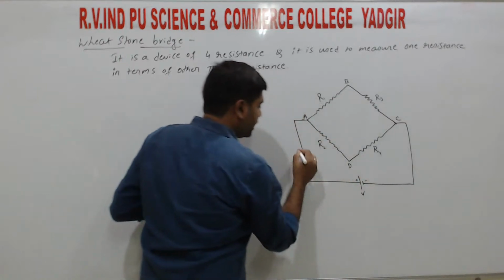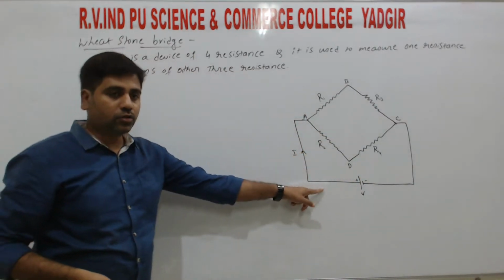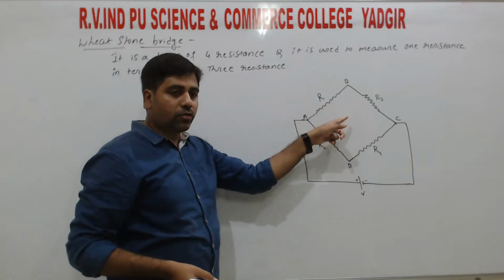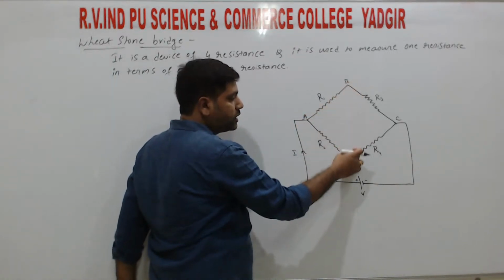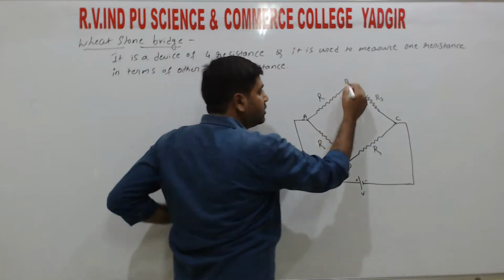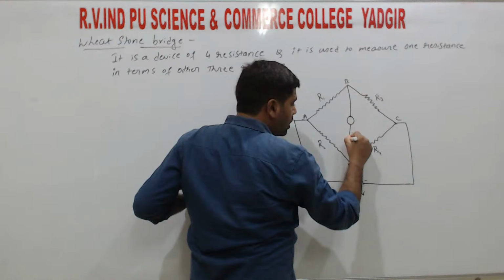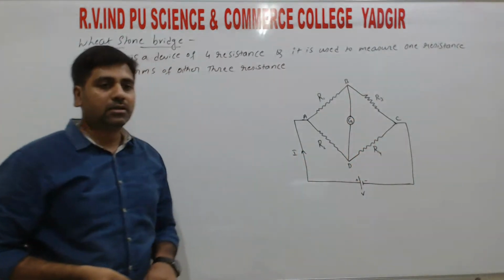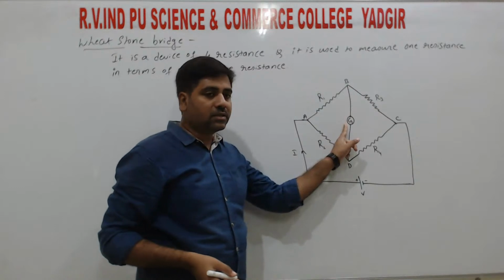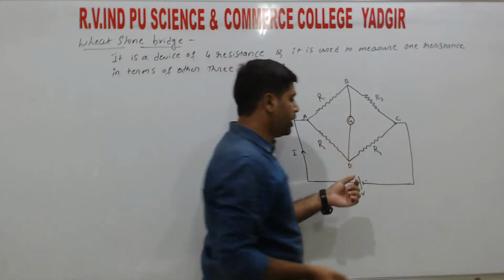Right, so plus and minus, and here the current flows from the external source, the battery, to the Wheatstone bridge. The other opposite junctions, B and D, are connected with a galvanometer having resistance Rg. This one is the galvanometer G, and it has the resistance Rg, or simply we take G as the resistance of the galvanometer.